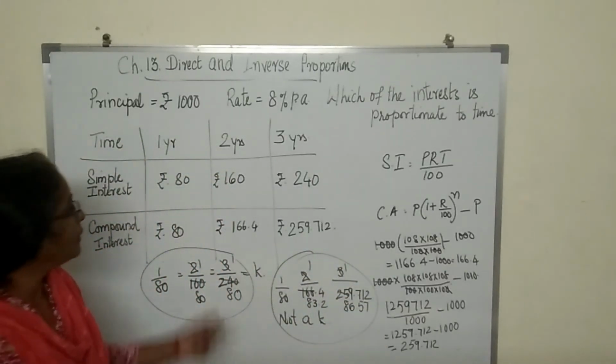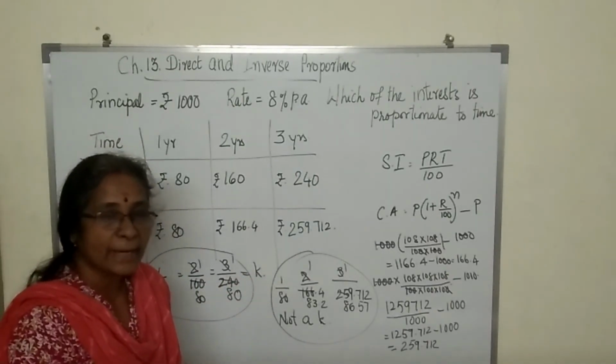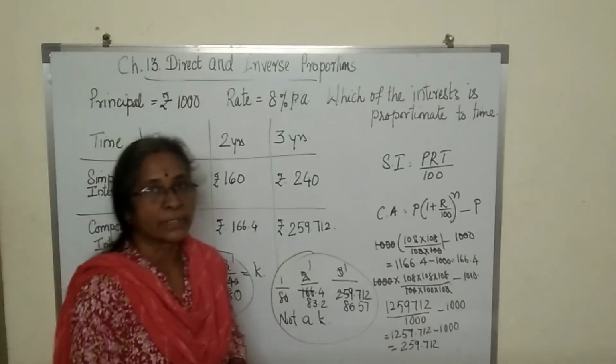So which interest will be in proportion? Simple interest and the time duration will be in proportion.